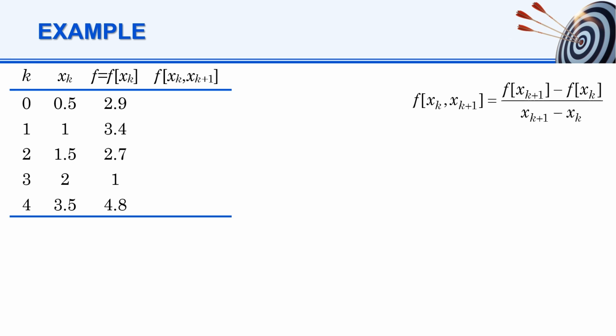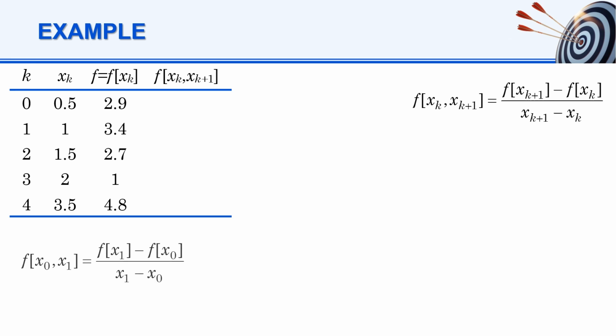The indices starting from 0 are placed in the first column. The abscissas, i.e., xk's, are placed in the second column. The corresponding function values, i.e., fk's, are placed in the third column. We will now construct the table by computing the first-order divided difference, that is, f[xk, xk plus 1], and place the results into the fourth column.